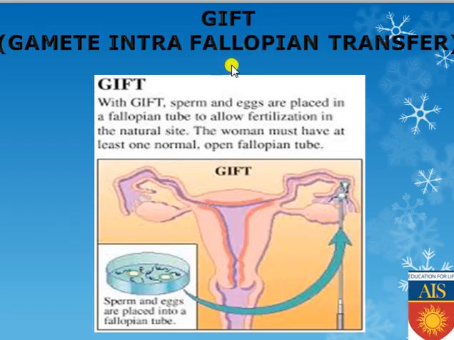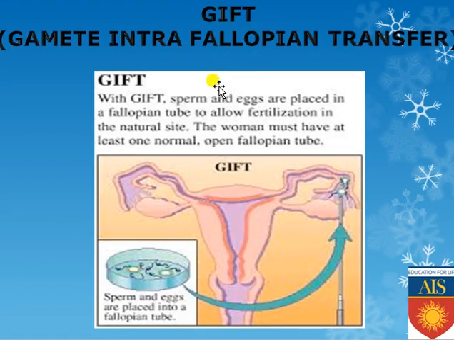Next, gamete intrafallopian transfer, or GIFT. What is GIFT? In GIFT, sperm and eggs are placed in a fallopian tube to allow fertilization in the natural site. That means the isthmus ampullary junction. In the natural site the fertilization takes place. For allowing that, we are performing GIFT. The woman must have at least one normal open fallopian tube. If the female has at least one normal open fallopian tube, then only this GIFT process can be performed.